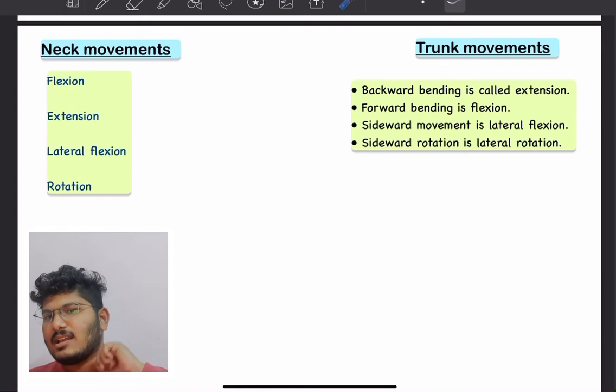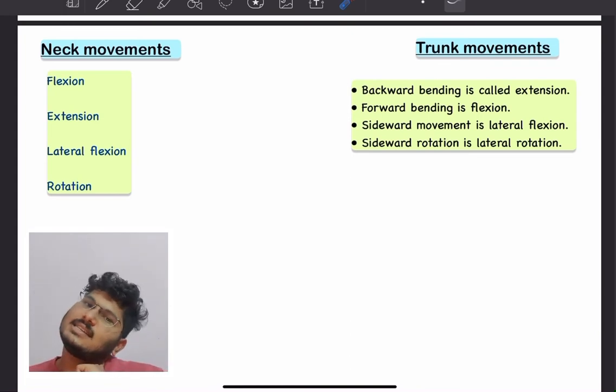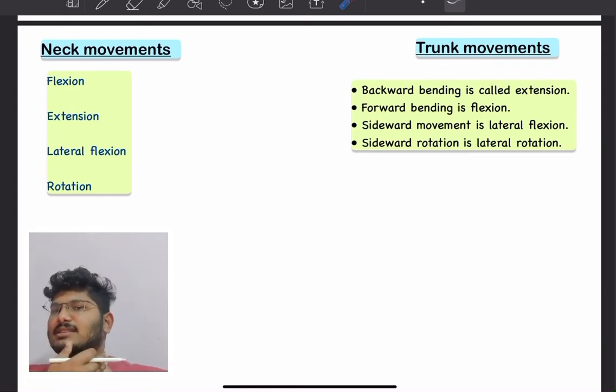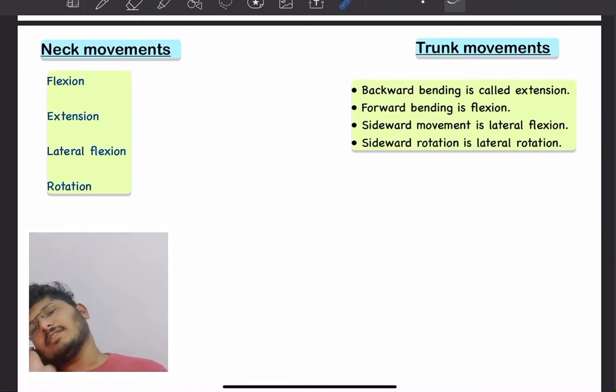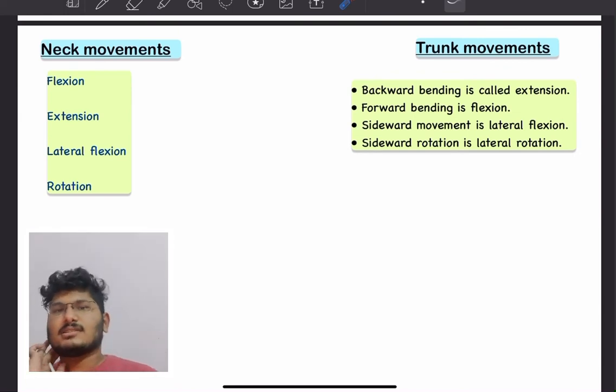Similarly, this angle also we can make out, like decreasing this angle, that is the sideward angle. Sideward in the sense lateral, away from the midline. So this is called lateral flexion. This is called left lateral flexion. This is right lateral flexion.